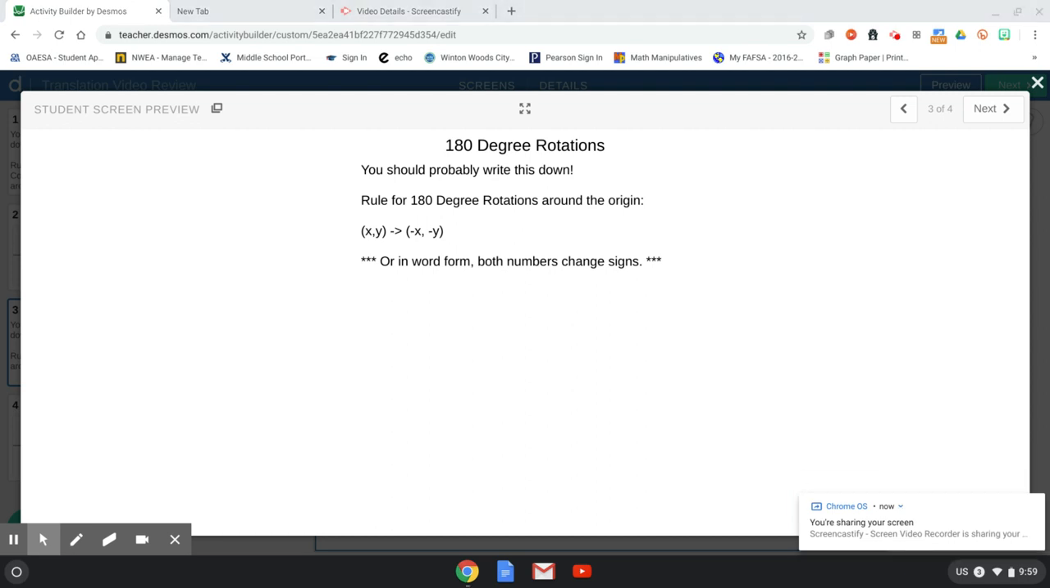Hi again. So today we are talking about 180-degree rotations. And the other day you practiced and learned about 90-degree rotations. And you learned that on a graph, rotations go counterclockwise. Here's some good news about rotations that are 180 degrees though.